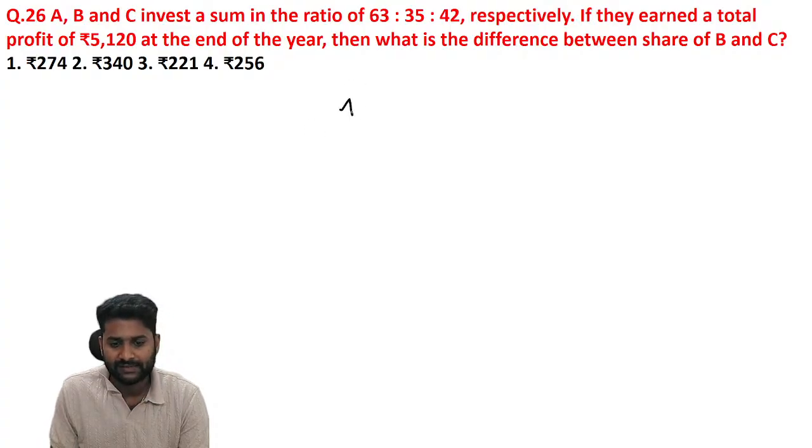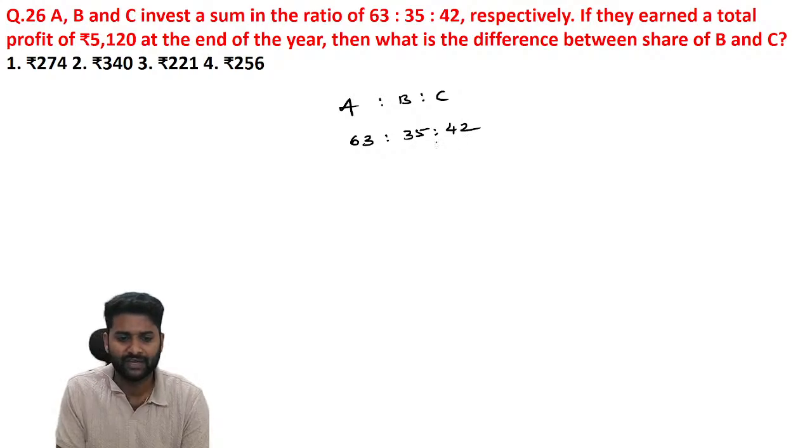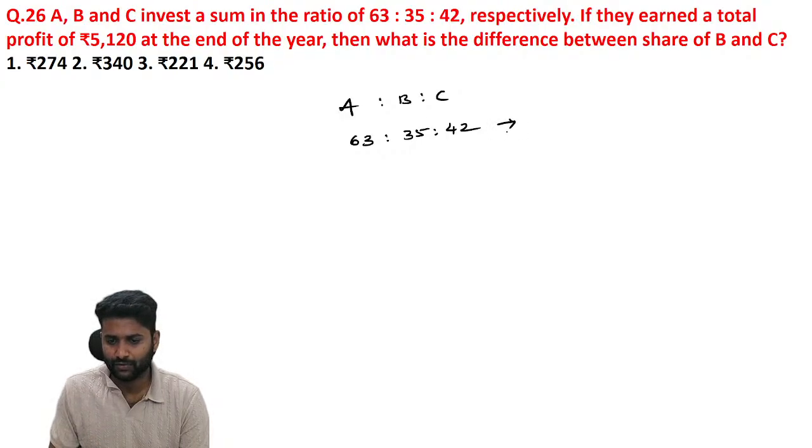So, A, B, C invested in the ratio of 63, 35, 42 respectively. If they earn a total profit of 5,120, what is the difference between B and C? Let's go through the simplification. See, 63, 35, 42. So 60 plus 40 is 100, 130, 138 and 140.